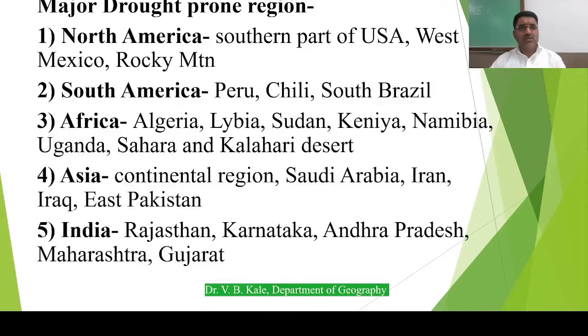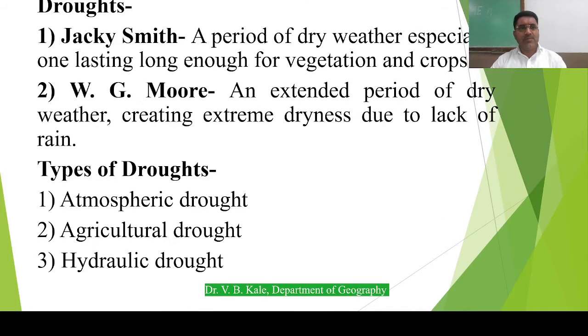So let us see the specific definitions given by various scientists. First definition given by Jackie Smith: a period of dry weather, especially one lasting long enough to damage vegetation and crops. Means whenever vegetation and crops get spoiled or disturbed due to the shortage of water, that period of dry season or dry weather is called drought.